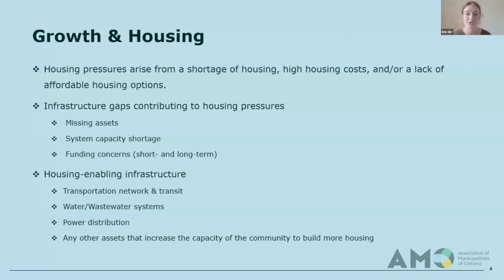Now, when discussing housing pressures as it relates to municipal responsibilities, our focus is primarily on infrastructure gaps that may be contributing to the housing pressures. These infrastructure gaps can be from many places. It could be from missing assets, which are creating a roadblock for new connections or neighborhoods being built. It could be a system-wide capacity shortage with your services, or it could be funding concerns, whether that is short or long-term funding. This last one is quite significant because over time we have discovered that growth does not, in fact, pay for growth in all circumstances, as previously believed.